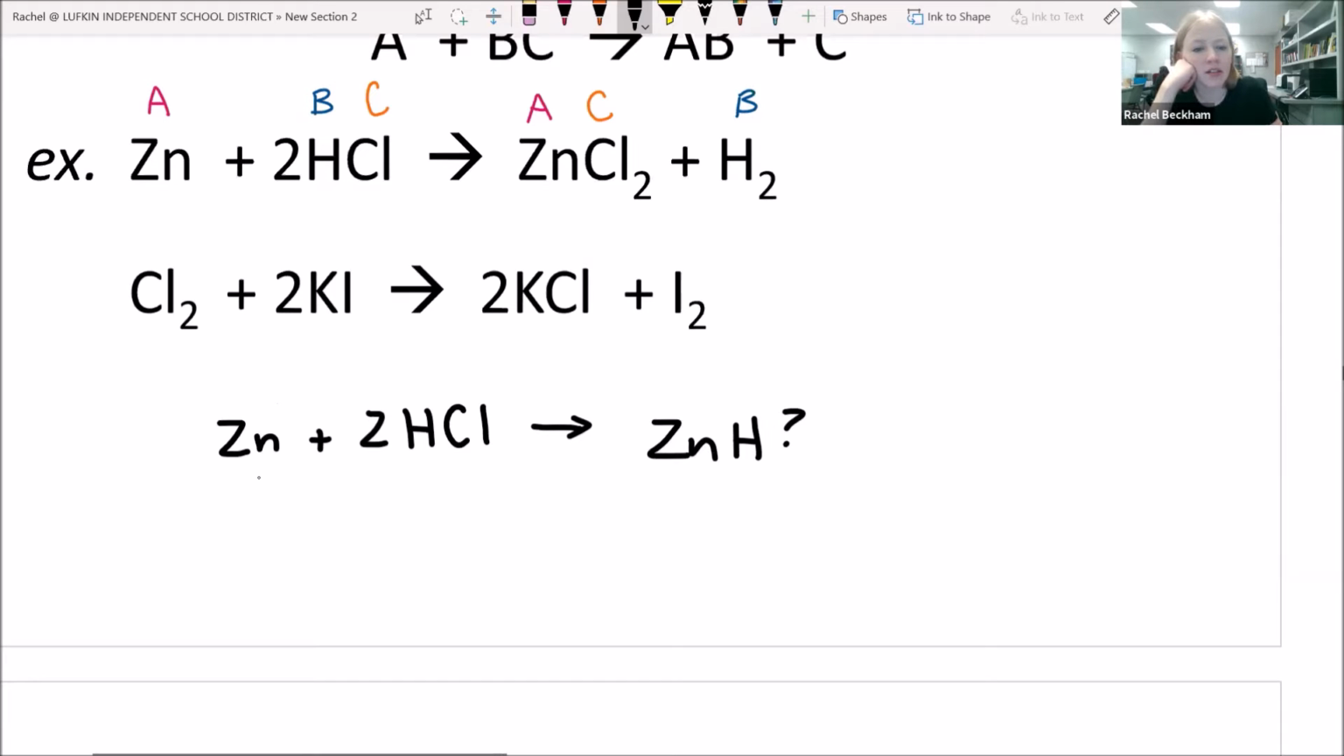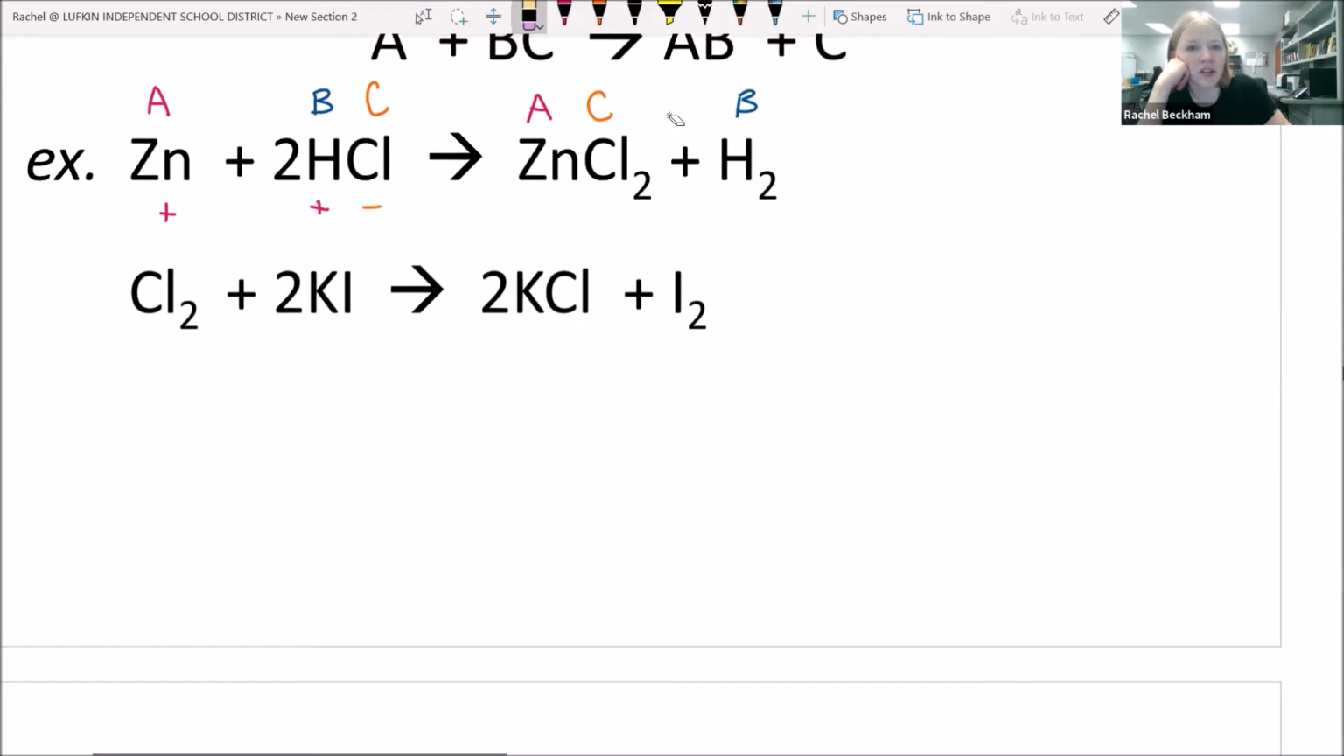Zinc is a metal and it needs to go with the non-metal, right? Because the metals have a positive charge, and the non-metals generally have a negative charge. So when zinc bumps out something here, because zinc also has a positive charge, it's going to bump out the positively charged cation. And so it's going to bump it out, and it will form zinc chloride, ZnCl, and leave H all by itself. Okay, so this is an example of a single replacement reaction.